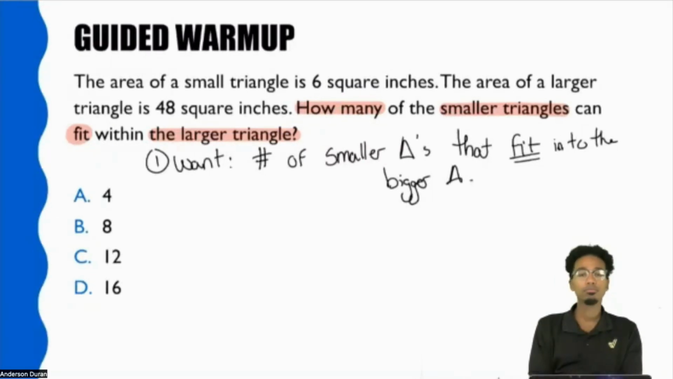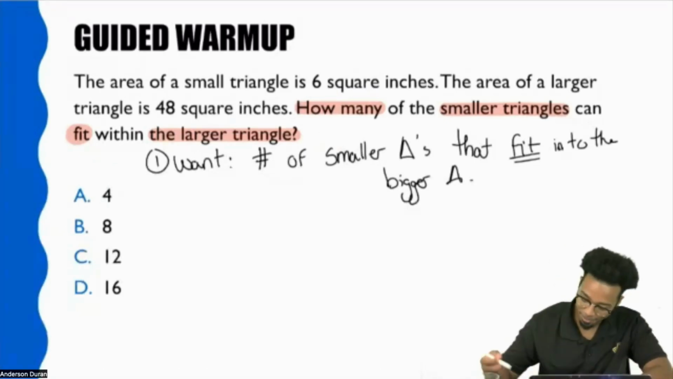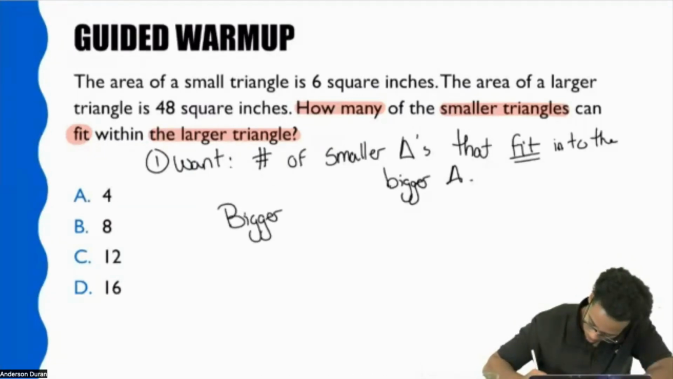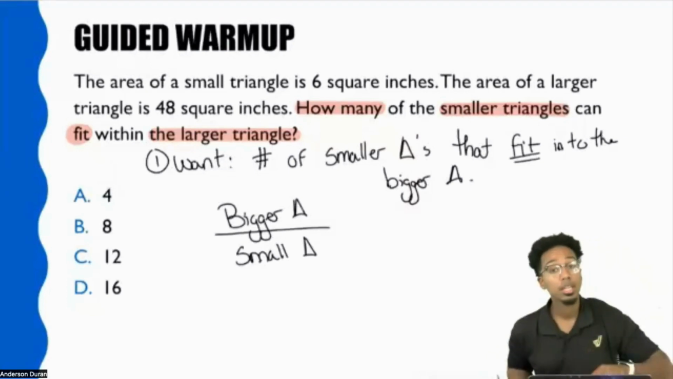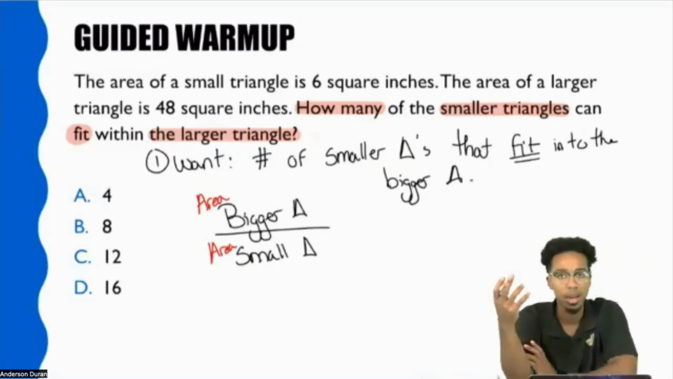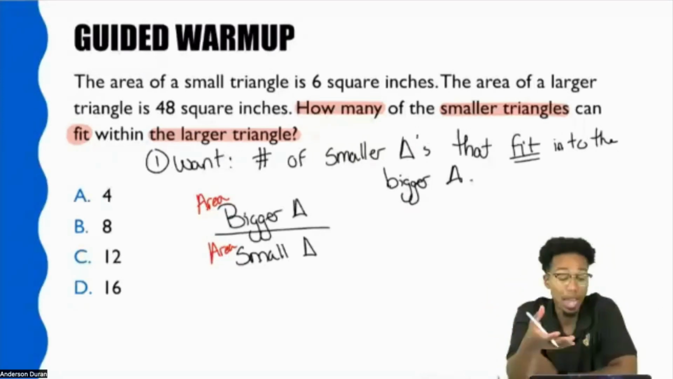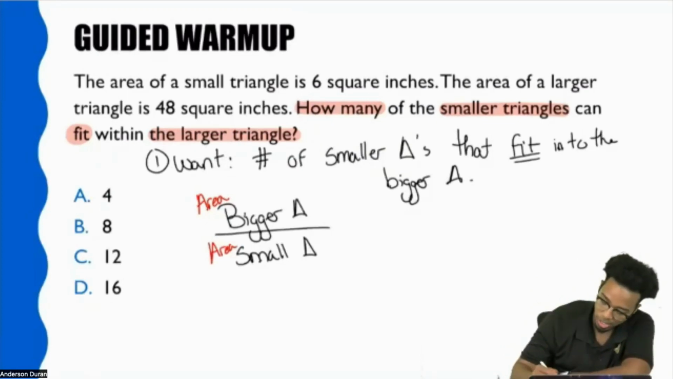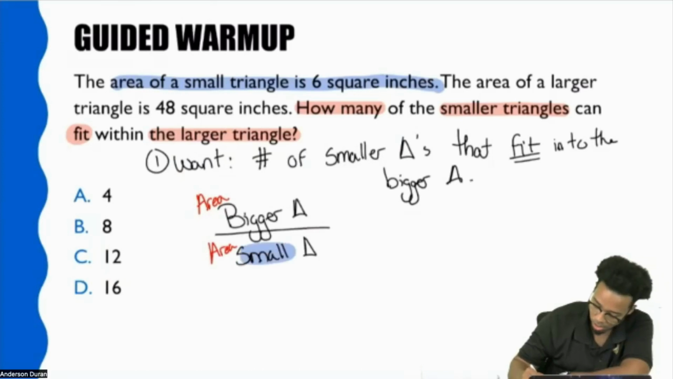Okay, so let's get to work here. What we're saying is we're going to do the bigger triangle divided by the smaller triangle. That's all we're doing. And again, that's going to be the area of each. The area of the bigger divided by the area of the smaller. Because if we're trying to see how much physical space you have, how many of these fit into that space, in terms of triangles, that's two-dimensional. Two-dimensional is area. So you're dividing the area of the big by the small, and here we see that the area of the small triangle is 6. The area of the larger is 48.